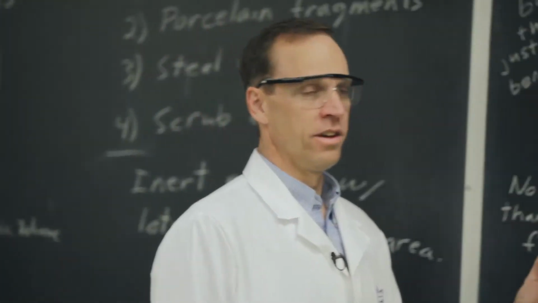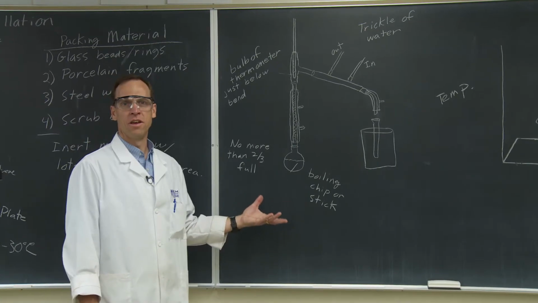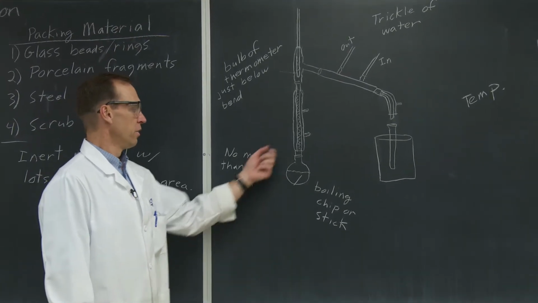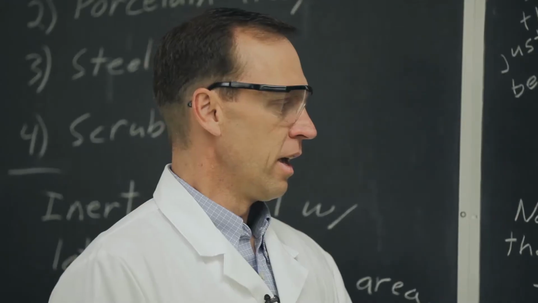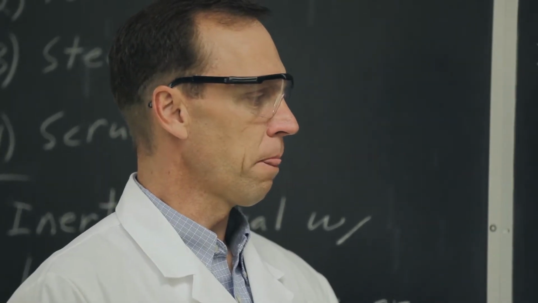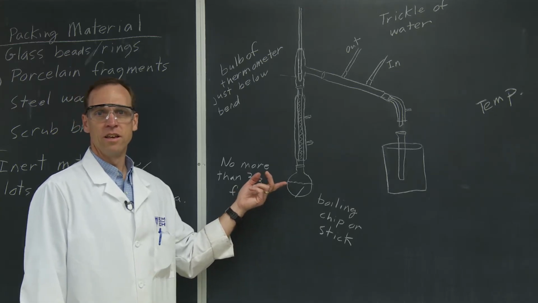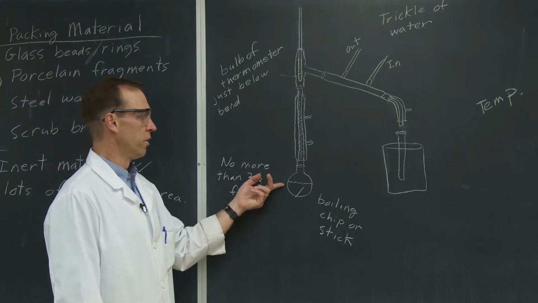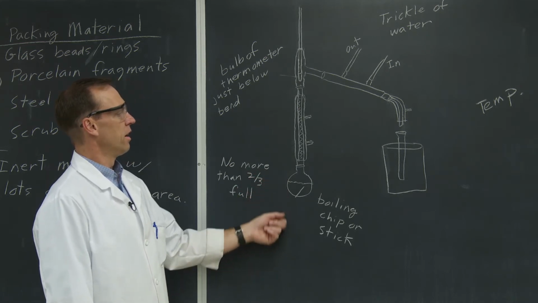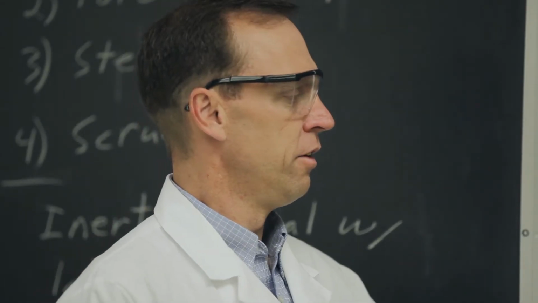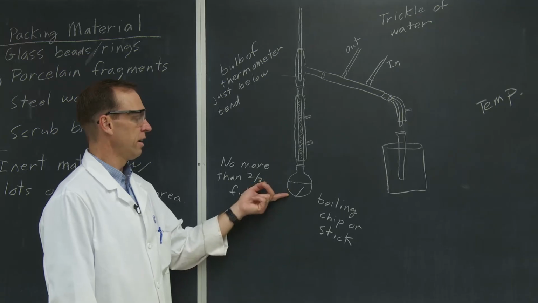Here is a diagram of the apparatus that you'll assemble and use for your fractional distillation. Here is your distilling pot, and as you fill it up, and this holds true any time you're distilling anything, you want to make sure that the round bottom flask is no more than two-thirds full. Otherwise, as it heats, liquid will shoot over the top. And don't forget your boiling stick. A boiling chip could also work in this case.